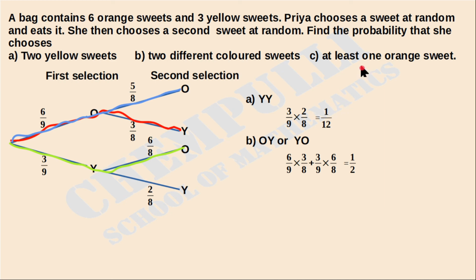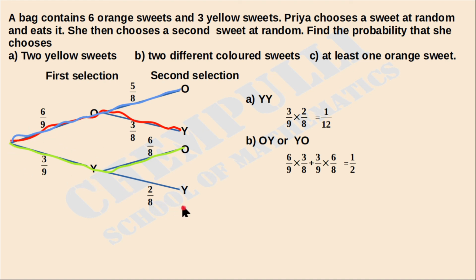What is at least one orange seed? What is the complement of that? At least one orange seed includes one orange seed and 2 orange seeds. Then the complement of that is no orange seed. No orange seed means the first seed is not orange, and the second seed also not orange. That means first seed yellow, second seed also yellow. That is this part. That's the question number C part, the complementary event.